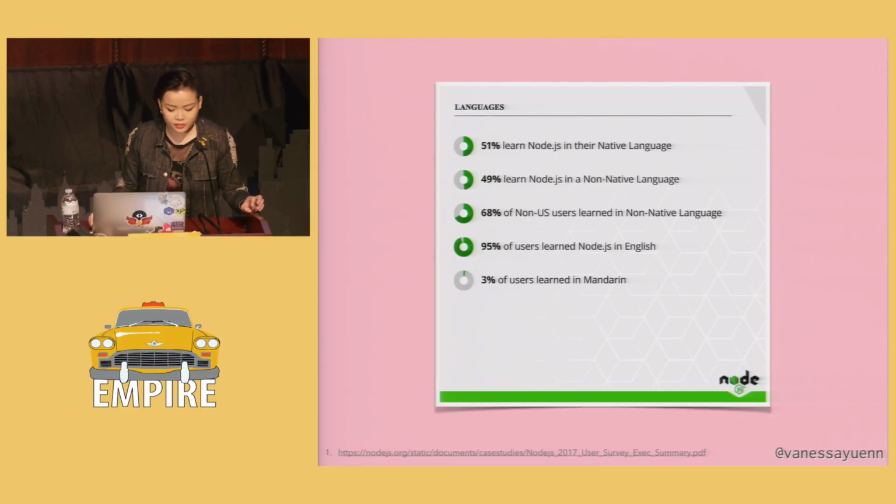Node.js recently published results of a survey they did on their user base. One very interesting stat they found was that 95% of their users learn Node using English resources. At the same time, almost 50% learn Node in their non-native language. So what does that mean? Does that mean that almost half the people couldn't find good enough resources in their native language to learn from? Kind of, but it's actually a little bit more complex than that.